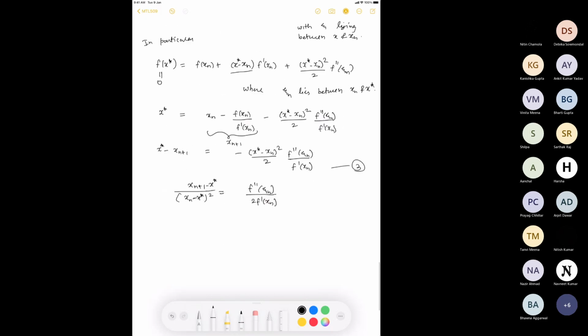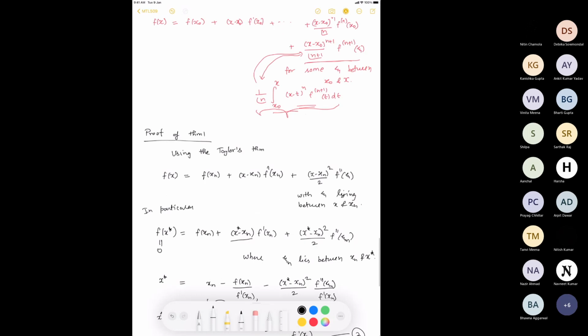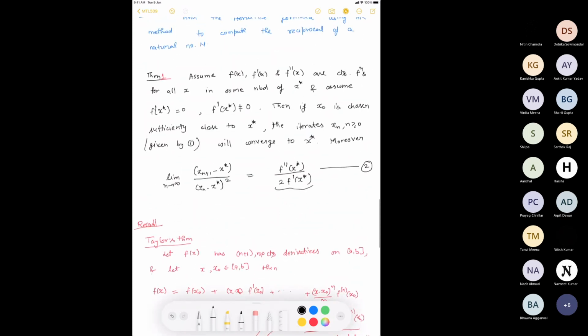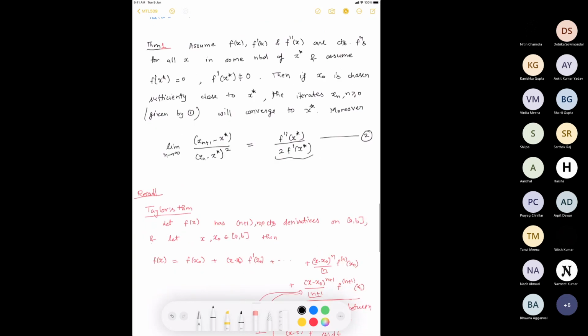Okay, so we got some information, but I just exploited that we have the continuity of the function f(x) up to the second derivative, and using that we have got this. Right now, first of all, let's try to show that the sequence xn, which we have got using the Newton-Raphson method, will converge to x star. Okay, and then we'll try to obtain this relation 2.